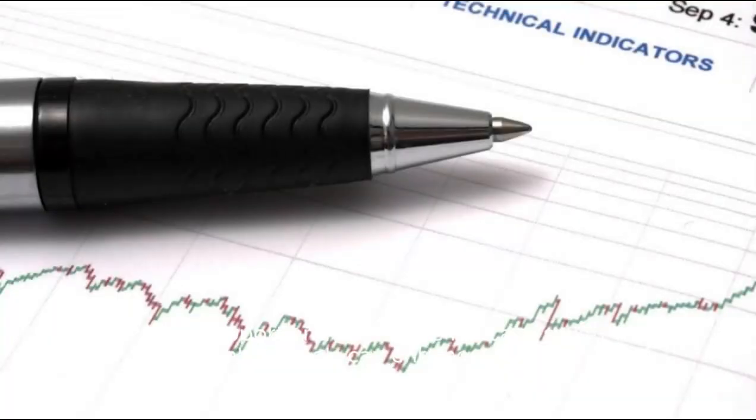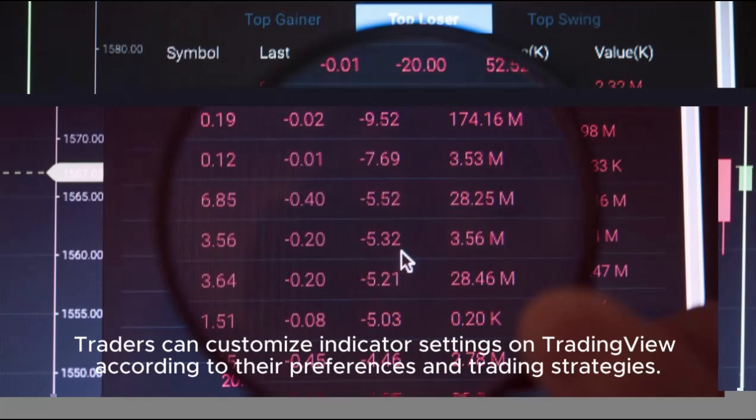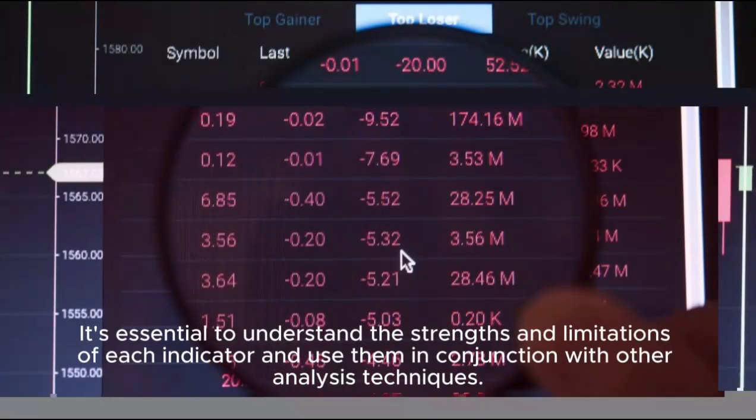Combining support and resistance indicators with other technical analysis tools can enhance the accuracy of trading signals. Traders can customize indicator settings on TradingView according to their preferences and trading strategies. It's essential to understand the strengths and limitations of each indicator and use them in conjunction with other analysis techniques.